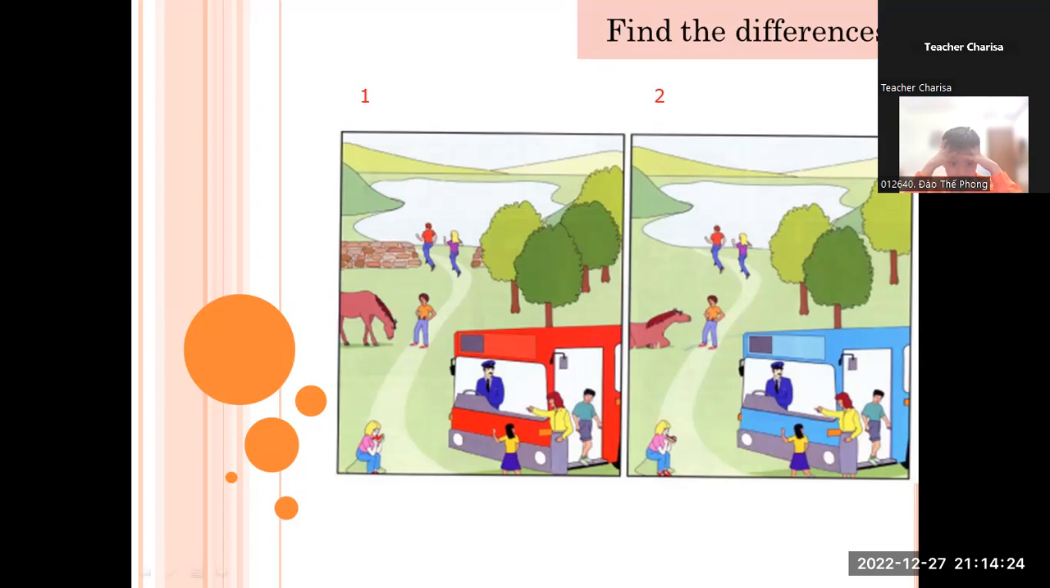Go, start. In the first picture, I have four trees, and the second picture has three trees. In the first picture, there is a wall, and the second picture has no wall. Okay, next, what else?